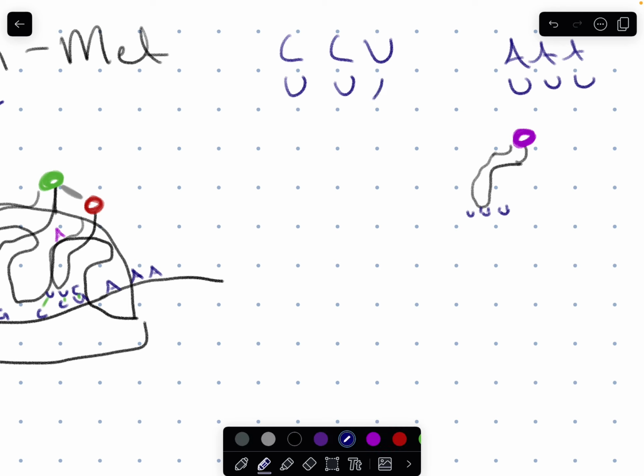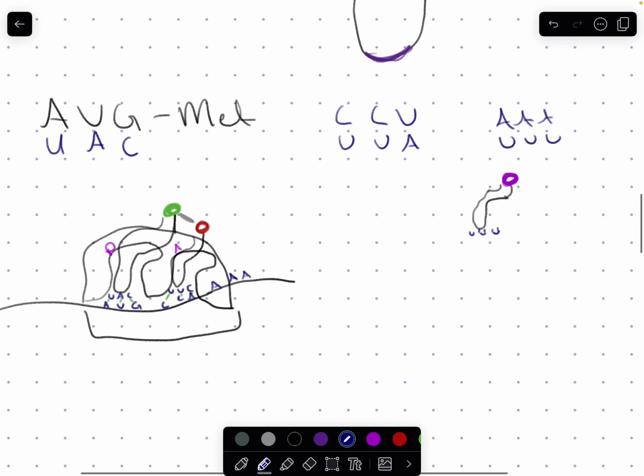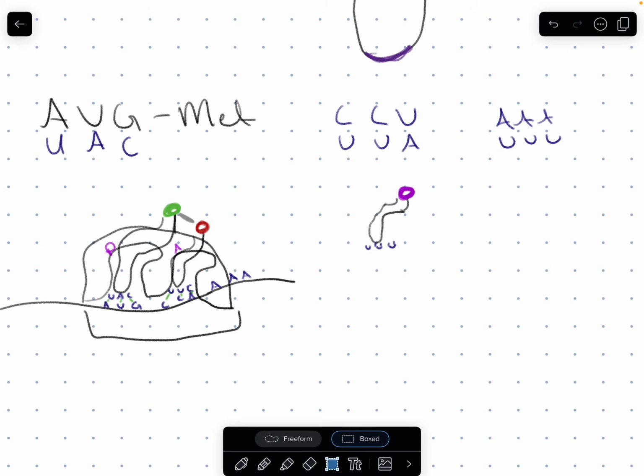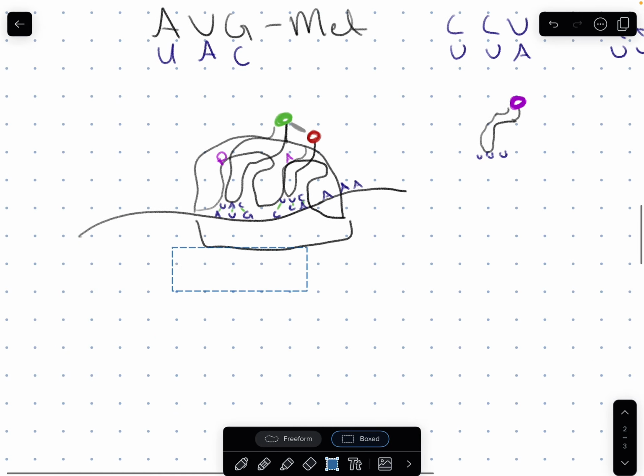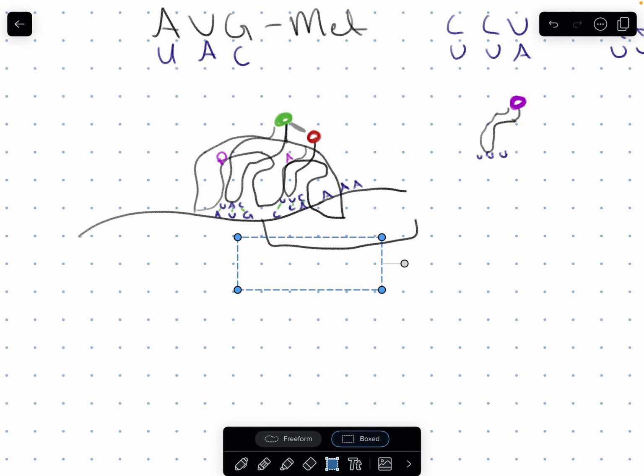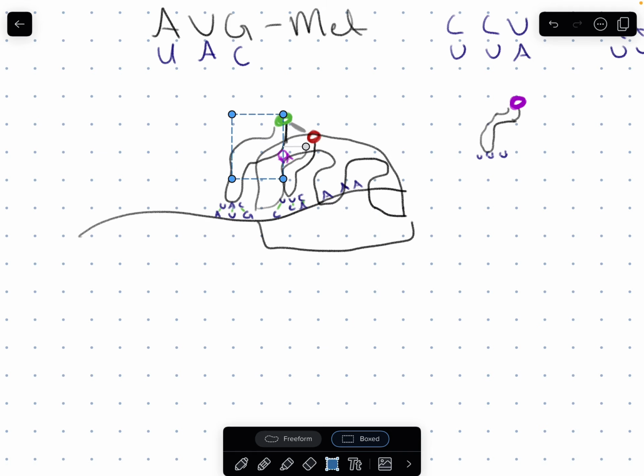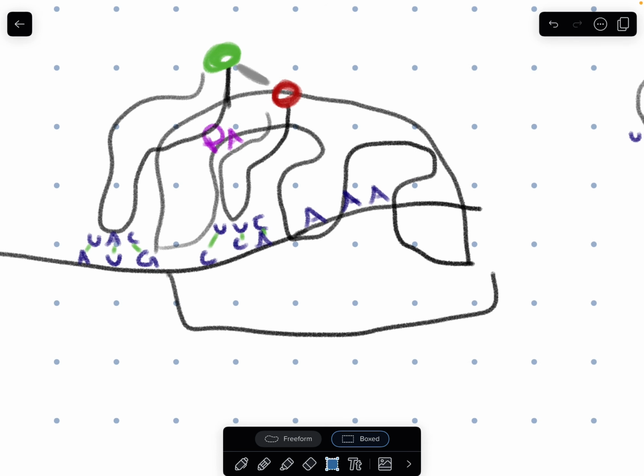This should be an A here and an A here. Sorry about that. That's my bad. Okay, so we have another tRNA and another codon that's ready to go. And what's going to happen now is, just like before, our ribosome is going to move over one. That's going to move over there. This is going to move over here. Now, let's move this A out of the way.